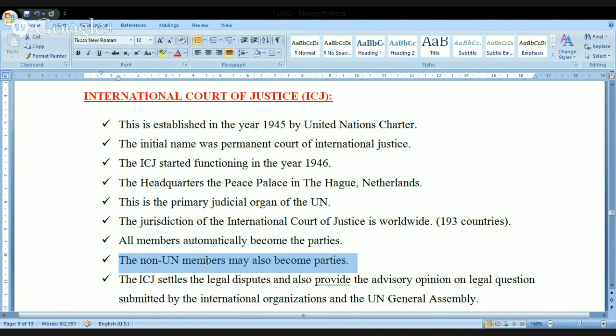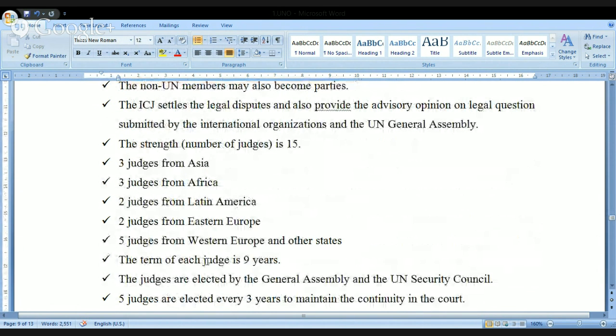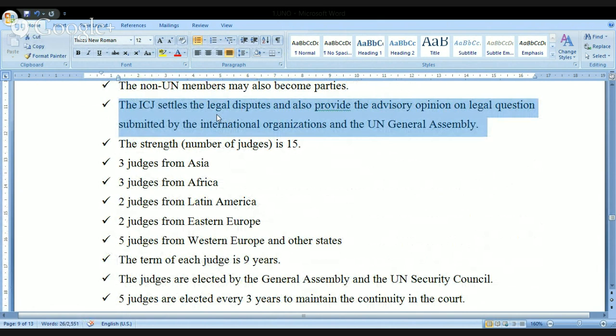Next, non-UN members may also become parties. What is the meaning here? If any country is not a member of the United Nations, even then it may become a party here. Now, look at this. Next point, again important for us. What is the function of this ICJ? This ICJ settles legal disputes and also provides advisory opinion on legal questions submitted by the international organizations and the General Assembly.